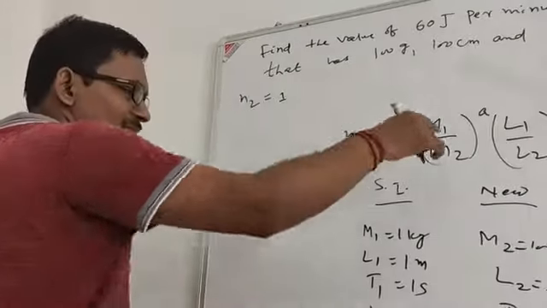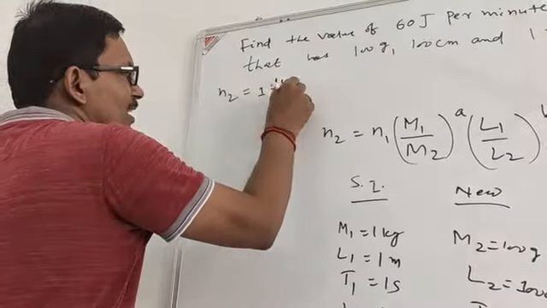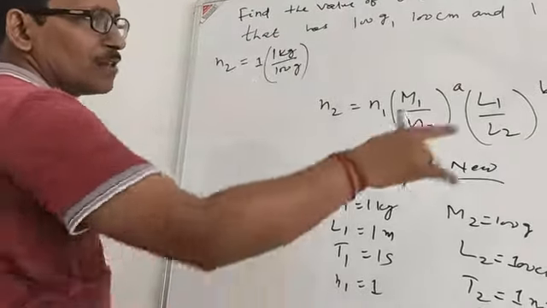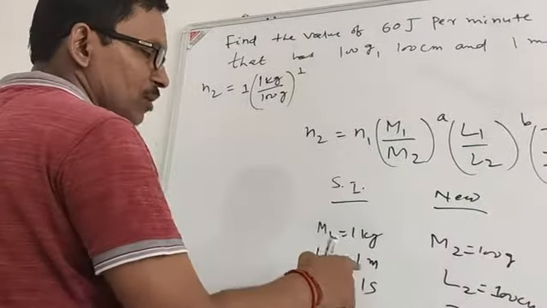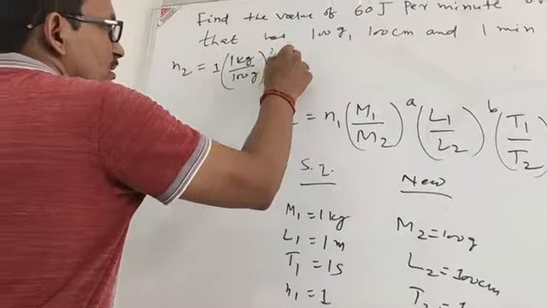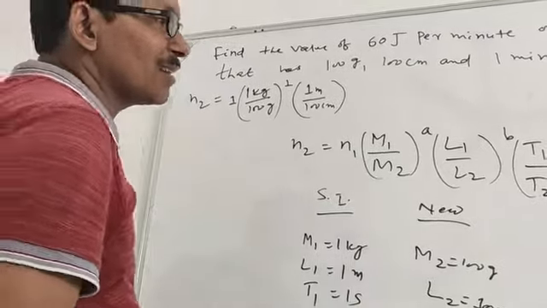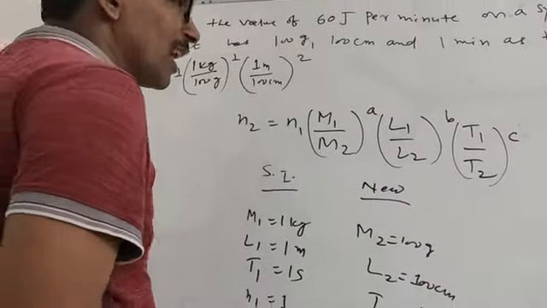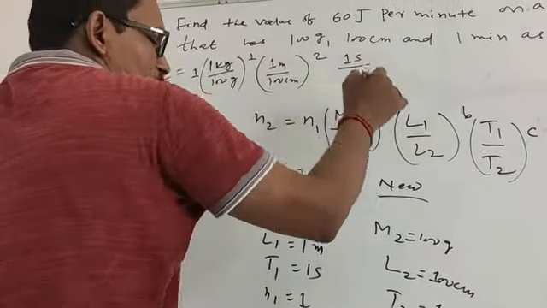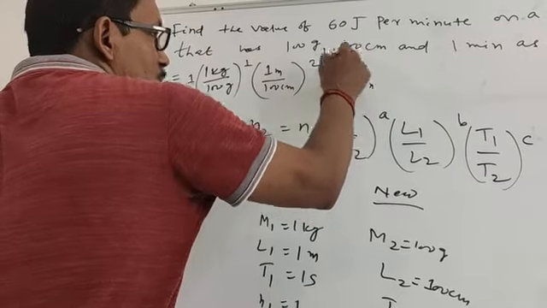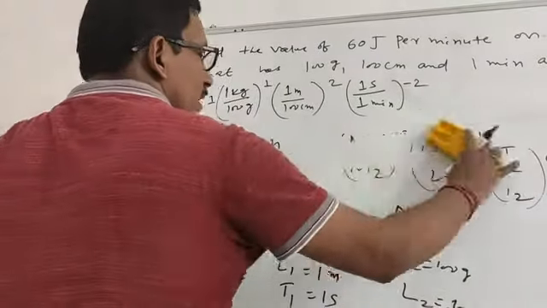N1 is 1, M1 by M2, 1 kg divided by 100 gram, to the power, what is the power? The power is 1. Then what about length? L1 by L2. Here L is 1 meter, here 100 centimeter. The 1 meter and 100 centimeter to the power L2. And what about the time? T1 by T2. T1 is 1 second divided by 1 minute to the power minus 2. Now let us simplify this one to get the answer.